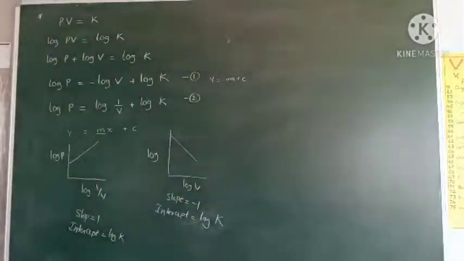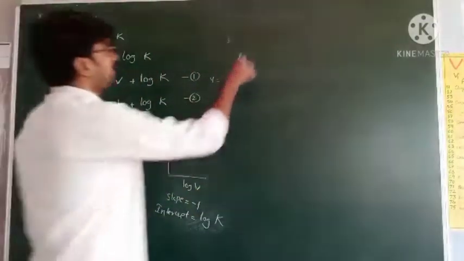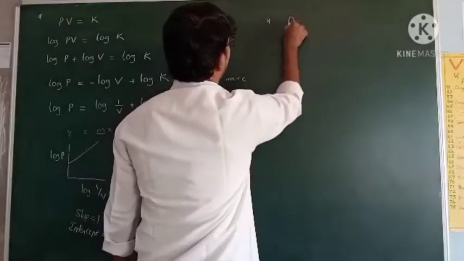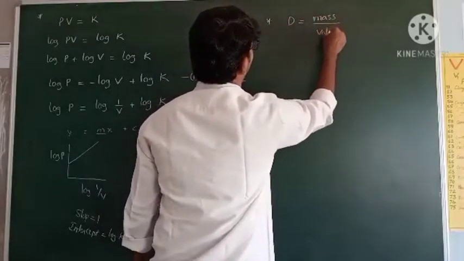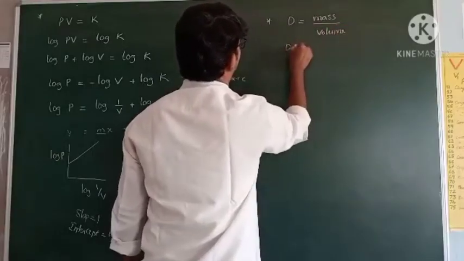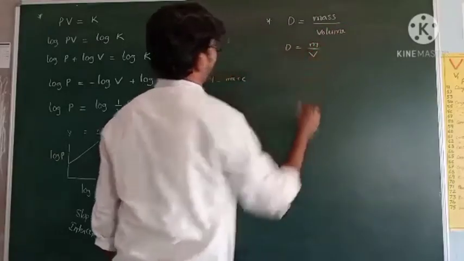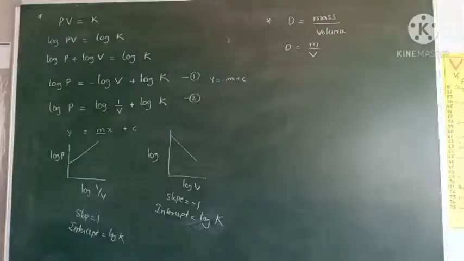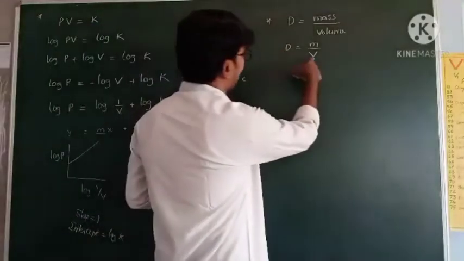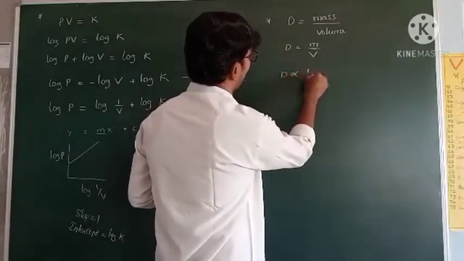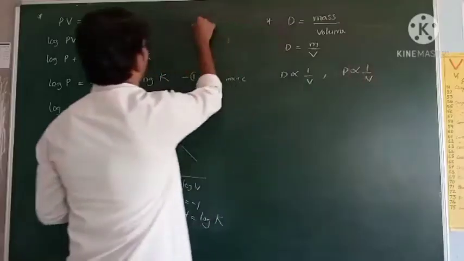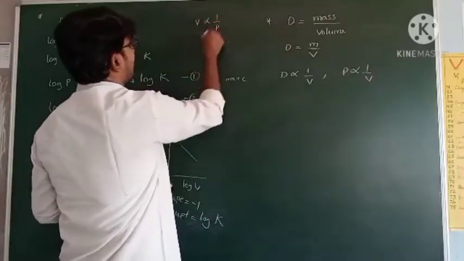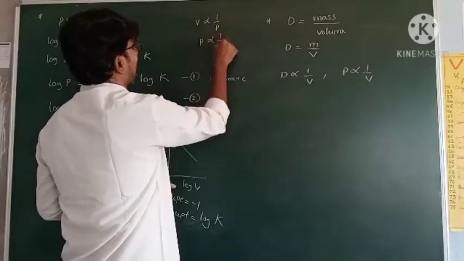One more relation for this one, the density relation. Density d is equal to mass by volume, so d is equal to m by V. What is the relation here? Density is directly proportional to 1 by V. We know that pressure is inversely proportional to V, and V is inversely proportional to P. These two are the same.